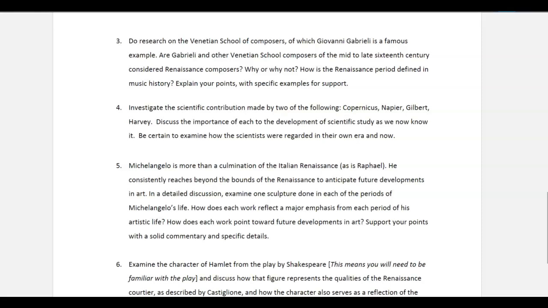You get to talk about how each one is important in science, how they changed science at the era in which they were living, and also how what they contributed continues to be important and regarded as significant. So you get to discuss those aspects for two of these four. Again, the textbook has information, but you can also look elsewhere.